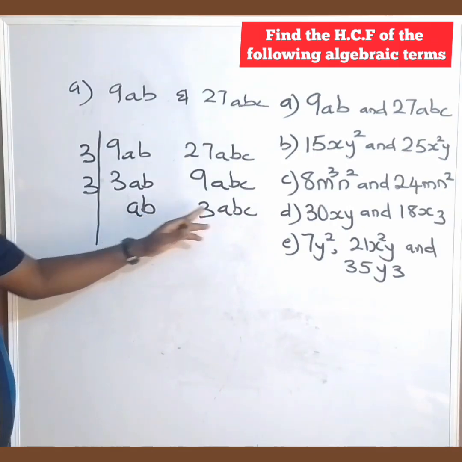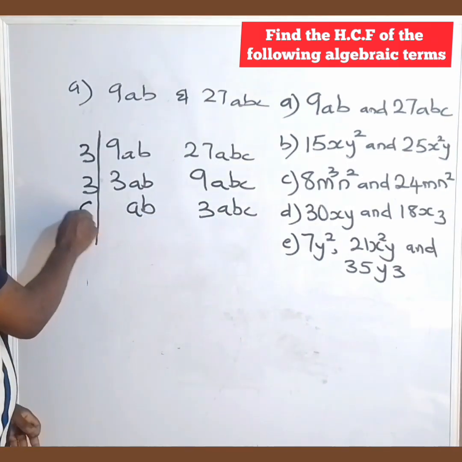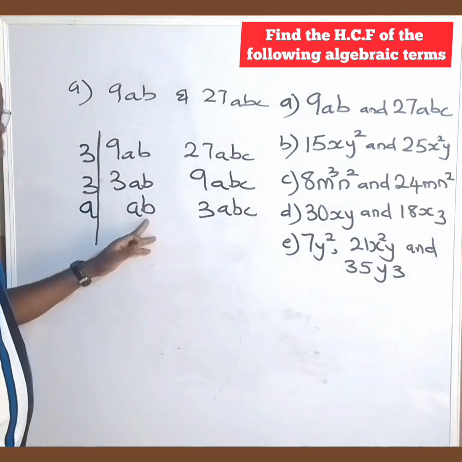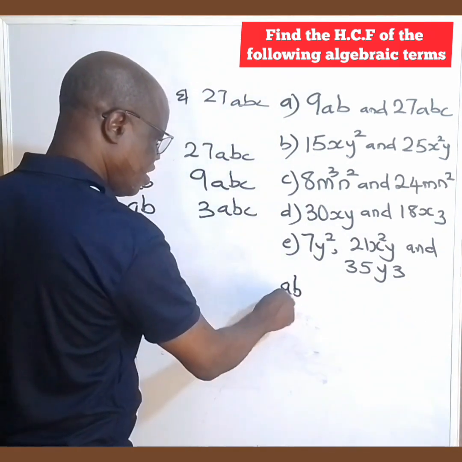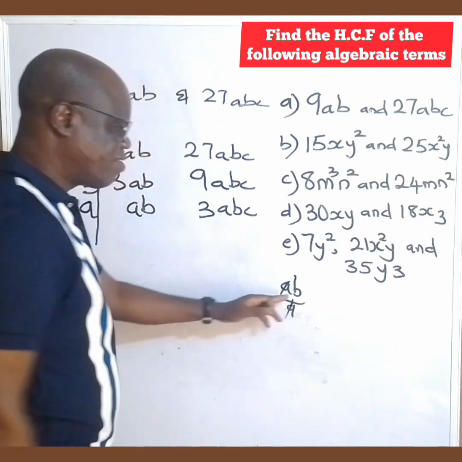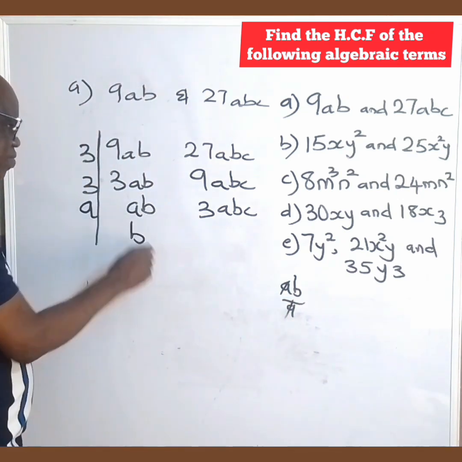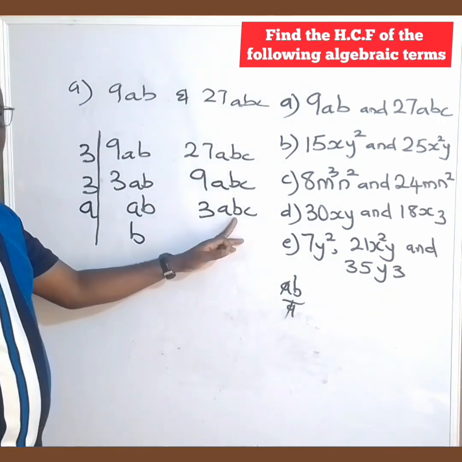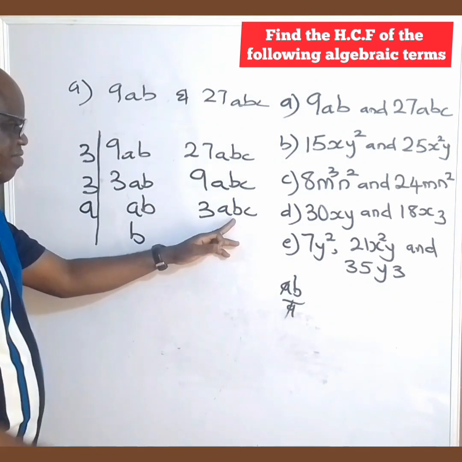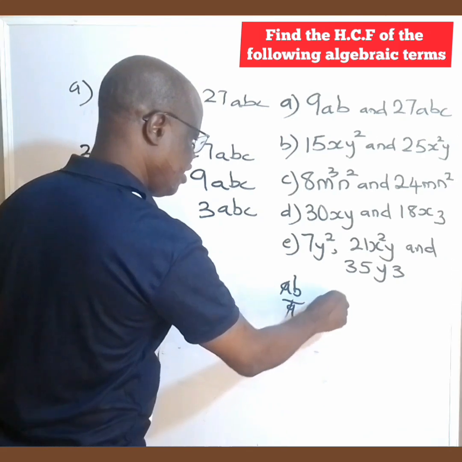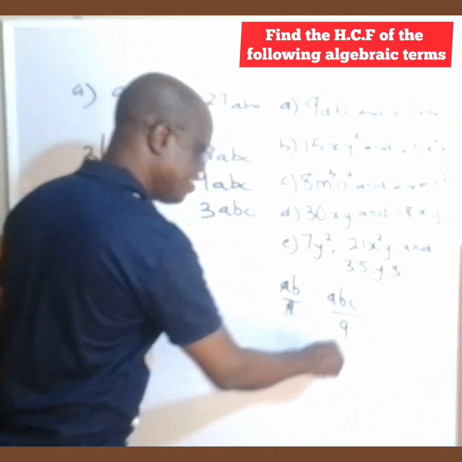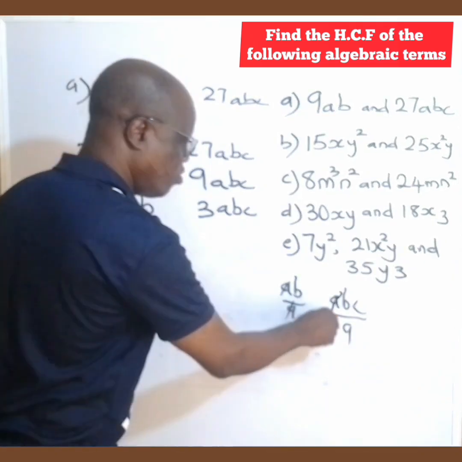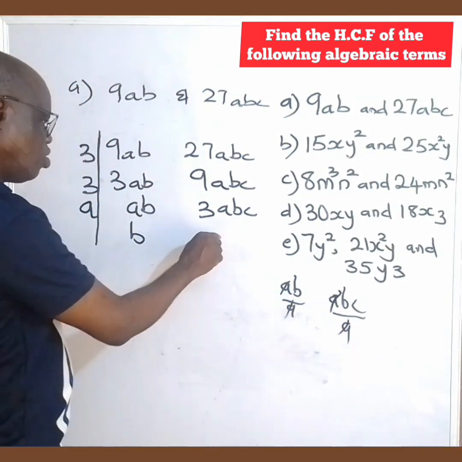This is A, this is A. Write your A down. AB divided by A is B. So write your B down. Then 3ABC divided by A. ABC divided by A, you have your BC. So write your BC here.